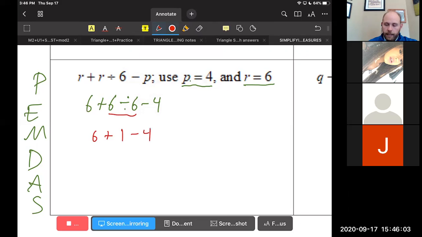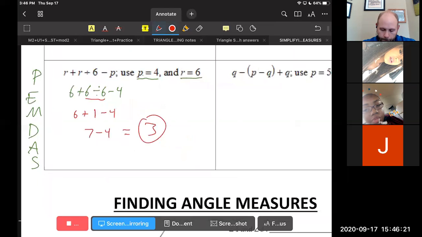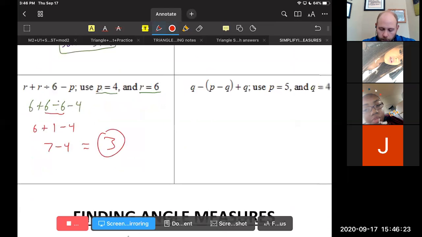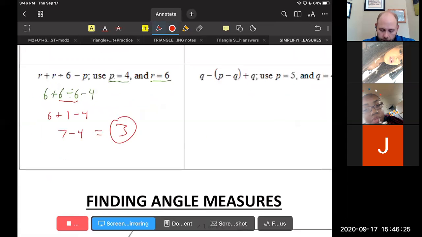And now I'm adding, subtracting. I can go from left to right, just like normal. 6 plus 1 is 7. Minus 4 is 3. Okay? Sound good? Yeah. All right. So this one on the right is the same thing, but I'll let you guys do that.